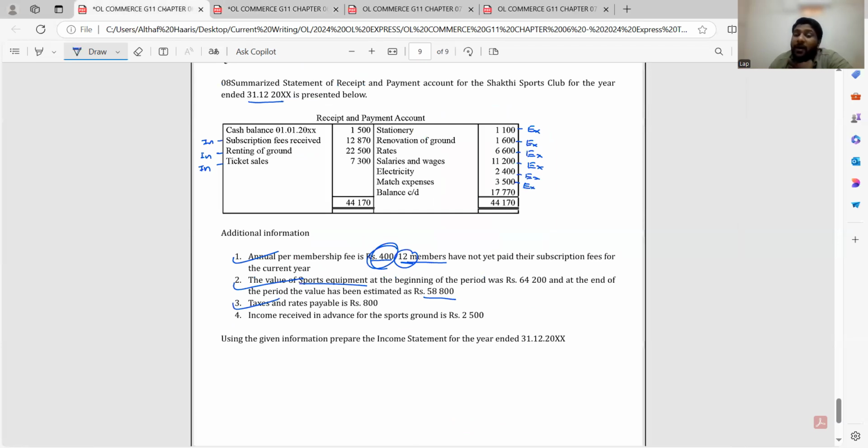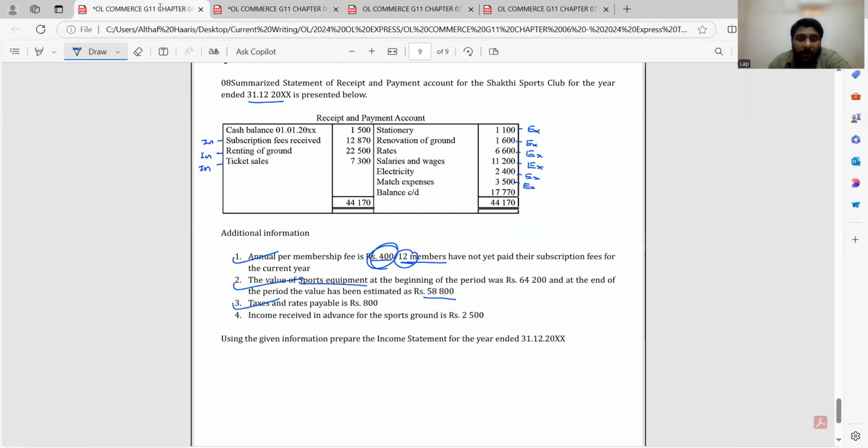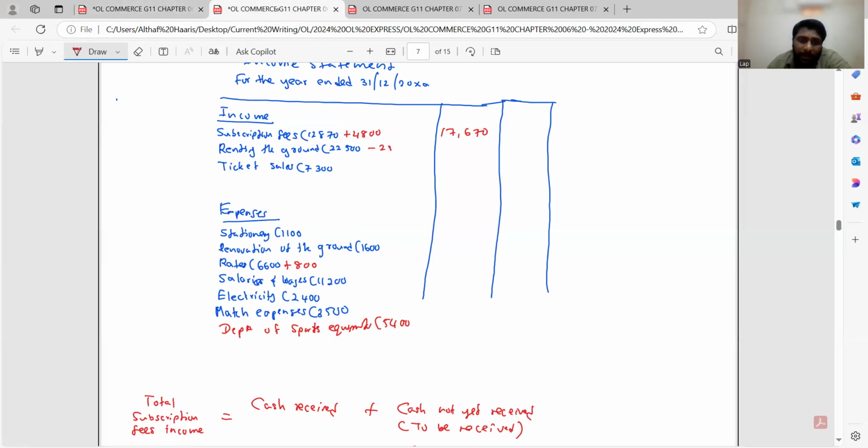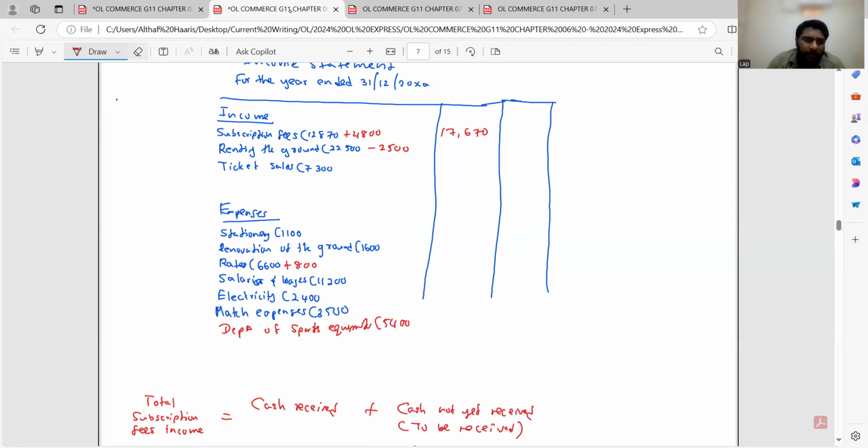Income received in advance, for the sports ground. So here, people, they have given for the rent of the ground, we got 22,500. But out of that 2,500 is for the next year. So for this year only 20,000. So we are done with all the adjustments. Now we'll find the final values, people.